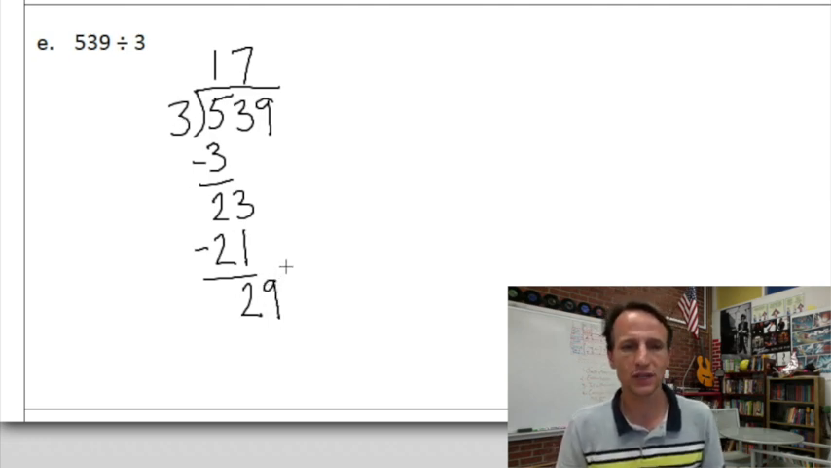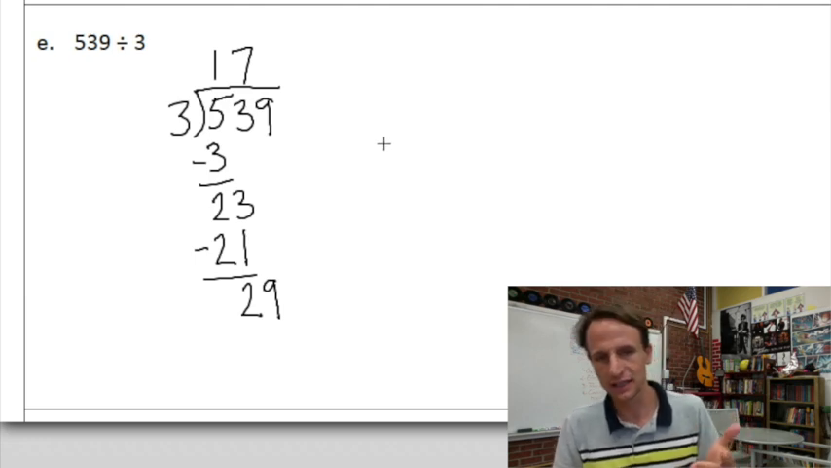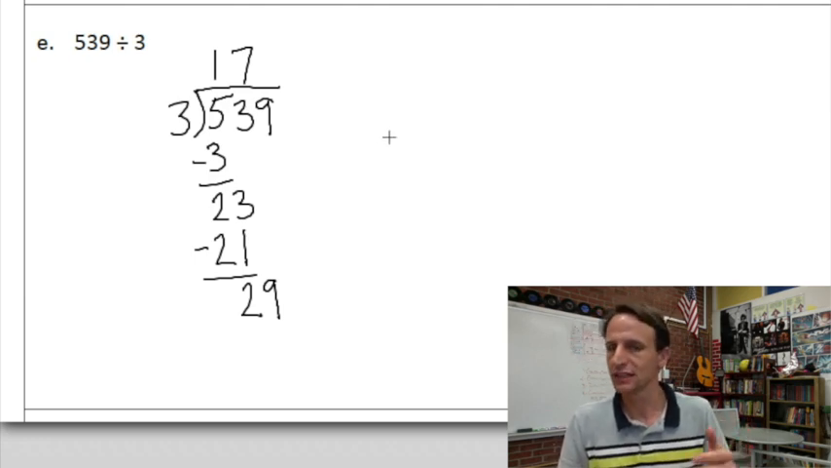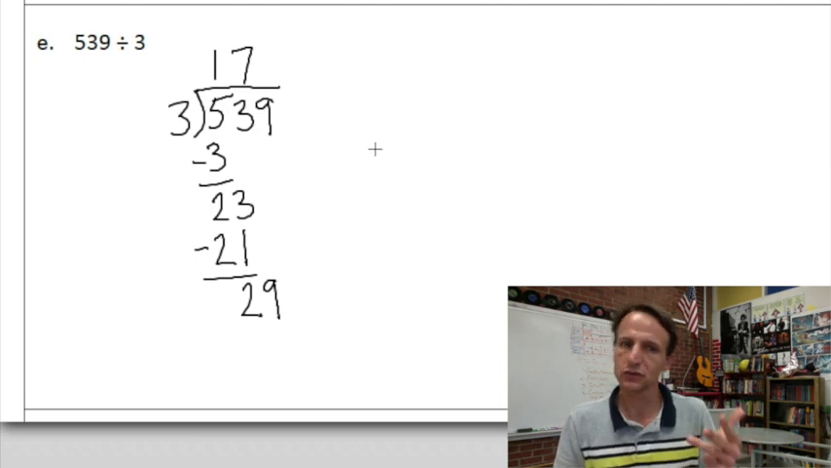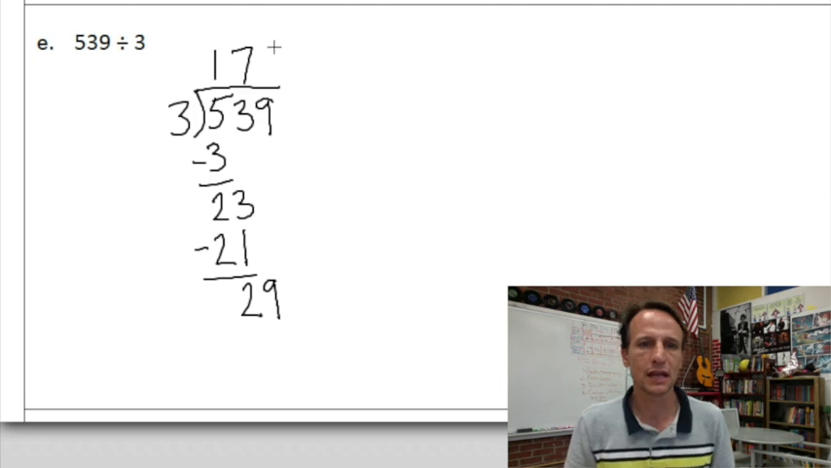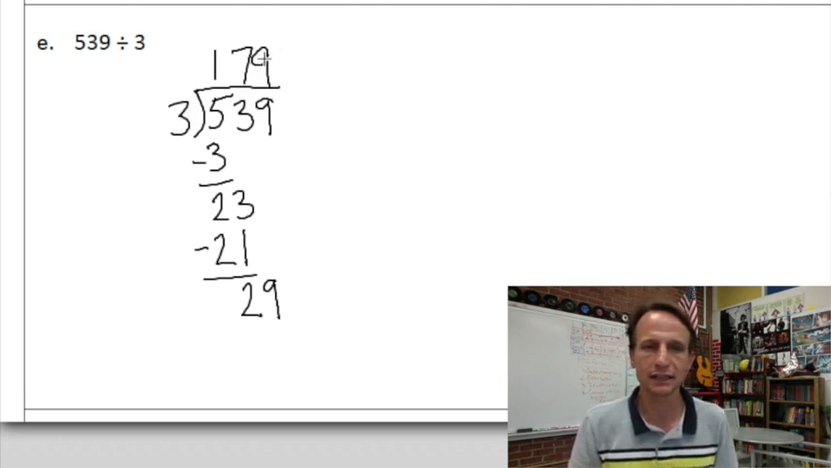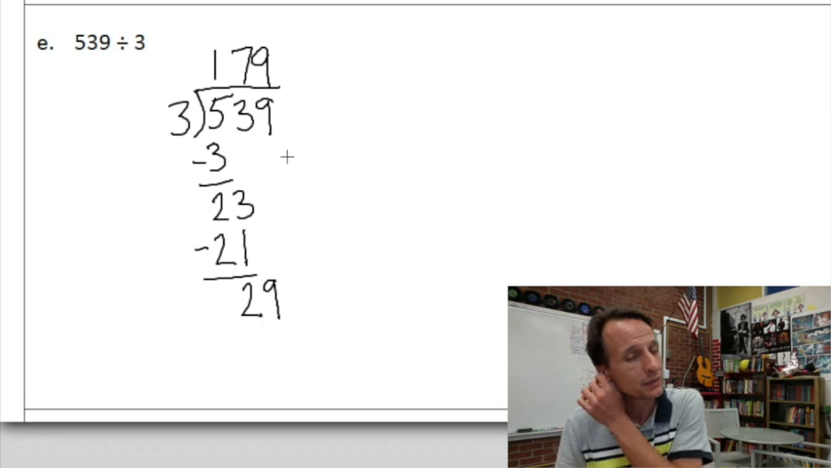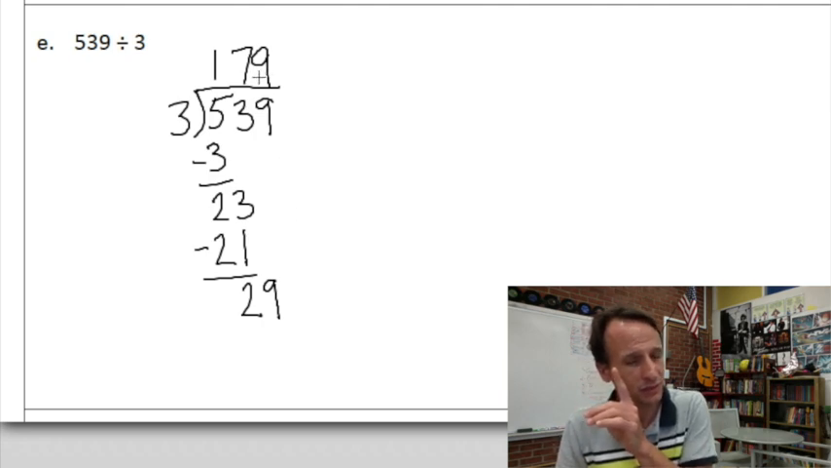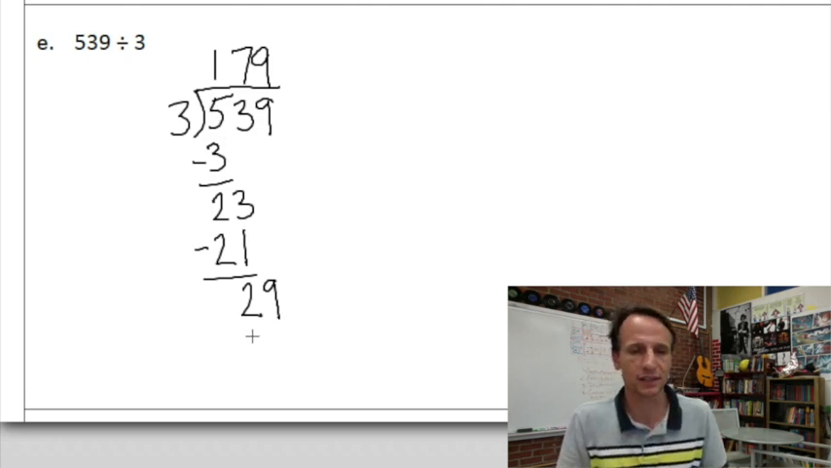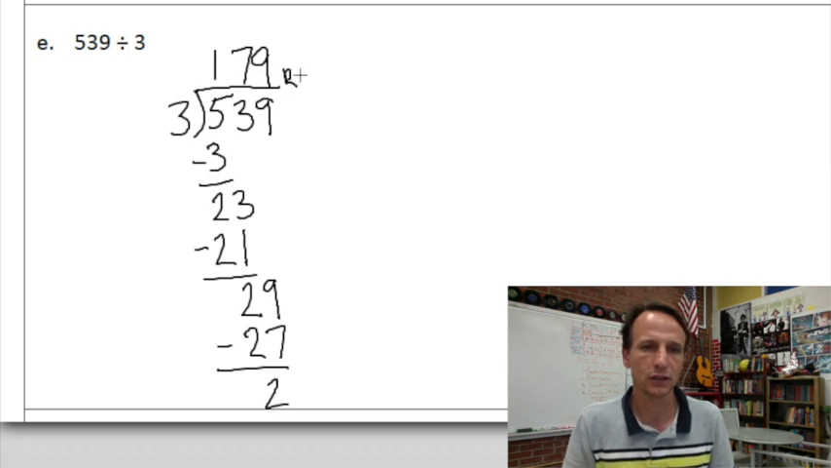How many 3s in 29? 3, 6, 9, 12, 15, 18, 21, 24, 27. That's as close as we can get. 30 will be too much. So now we know that there are 9 3s in 29. Be careful, because we just said 29, but that's not it. Because 9 times 3 is 27. And so now we're seeing our first remainder of this homework. So we have 2. So that is a remainder of 2.